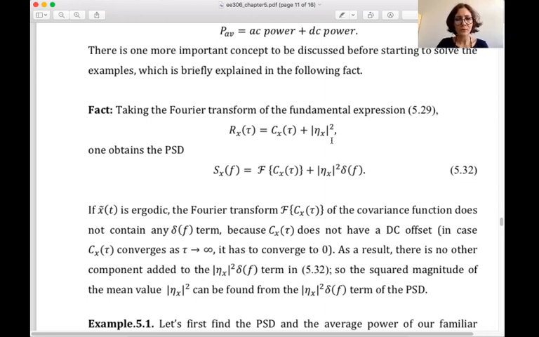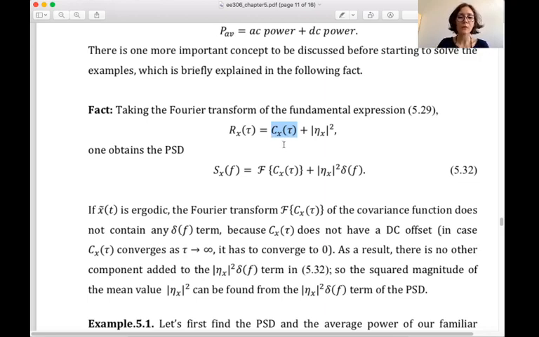Well, why is that? Actually, this is a property of ergodic processes. If you have a wide-sense stationary and ergodic process, and you look at the autocovariance function of the random process, just consider this as a function of tau. This function will not have any DC offset. The DC offset of this function Cx of tau is going to be 0. Well, what does this mean?